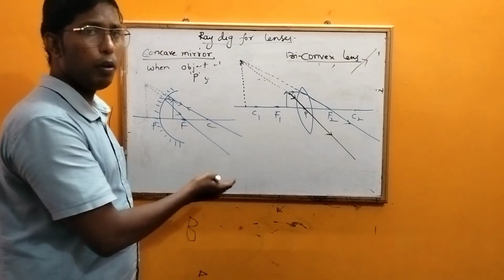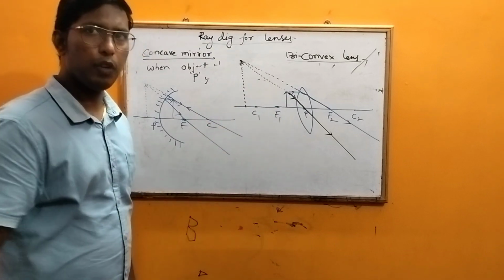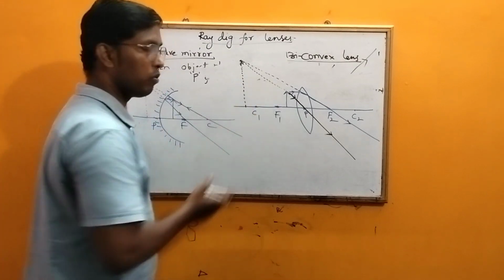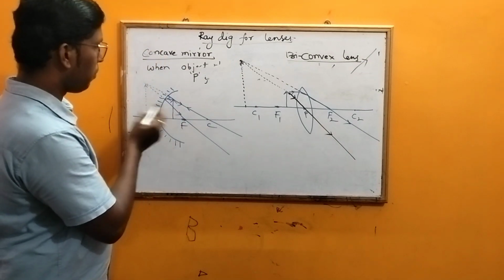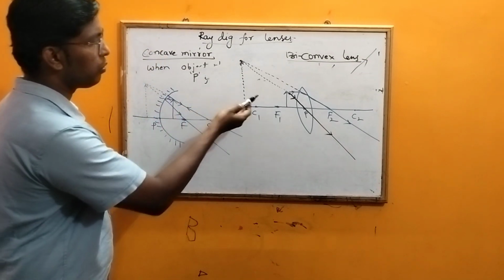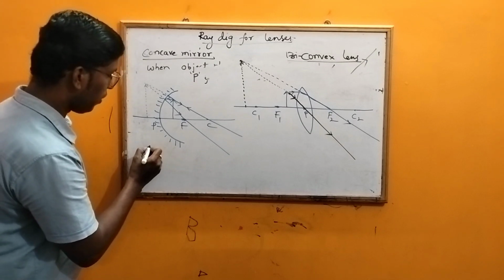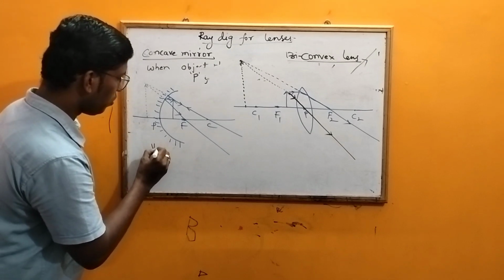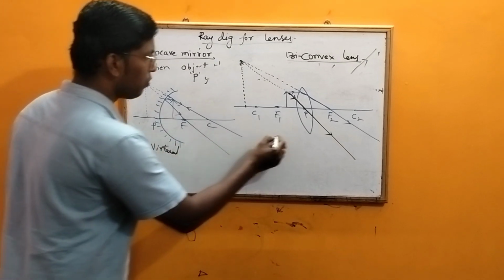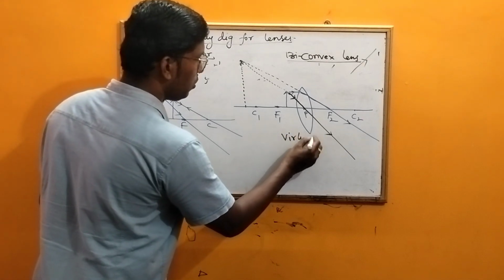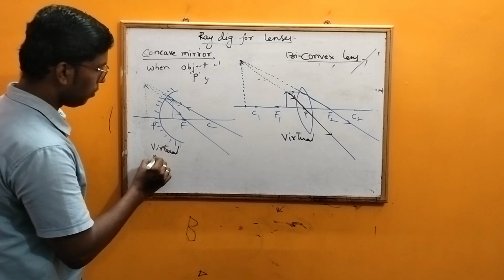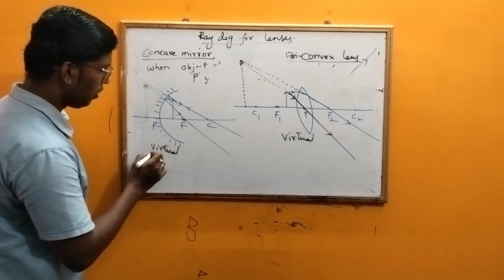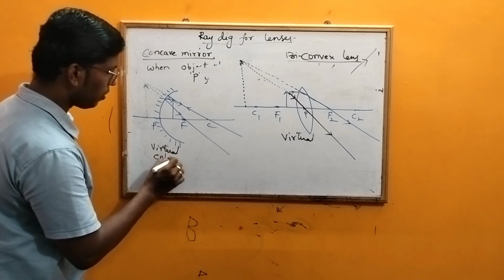So where is the image formed? Image formed on the same side of the object. Object is this side, image also the same side. So this is the first rule. What are the characters we have written? Nature: image is virtual. Here also virtual image. And how is the image? Magnified, image is enlarged, big image.